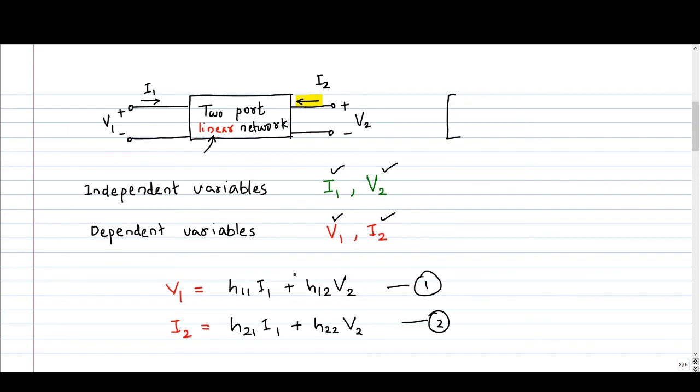On the LHS, I have a column vector V1, I2. Then there is a coefficient matrix, and the right hand side column vector is I1, V2. These are the independent variables, and these are the dependent variables. This coefficient matrix will be H11, H12, H21, H22. These four parameters are known as hybrid parameters or H parameters. We will see why it is called hybrid.